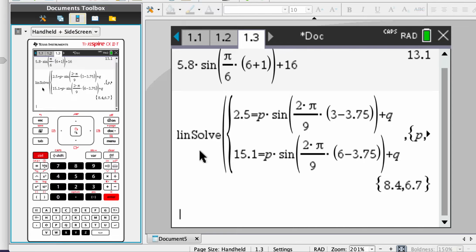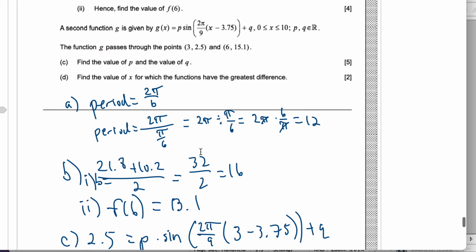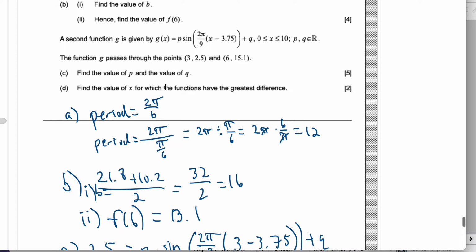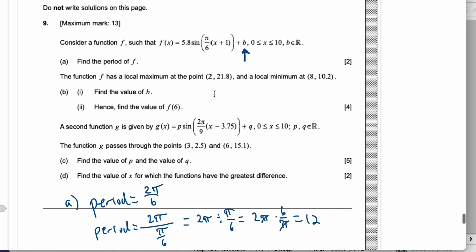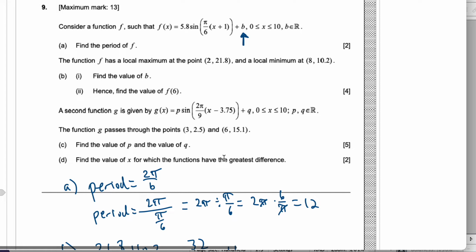And the last question here, find the value of x for which the functions have the greatest difference. Okay, so let me read that one more time. The functions. Okay, so we only have two functions here, f of x and g of x. Now, conceptually, I'd say this is quite a difficult question, maybe for some of you to understand.